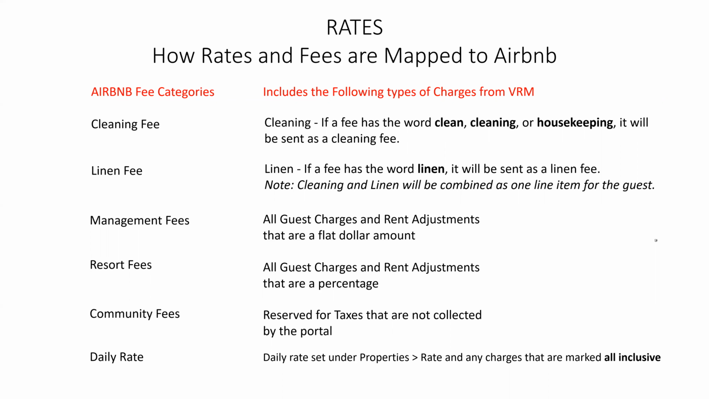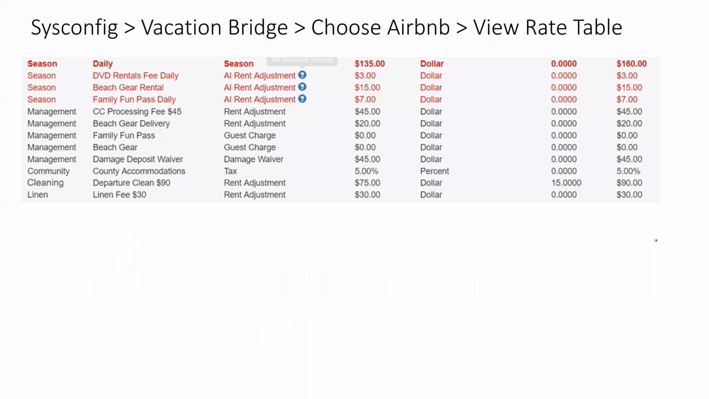These things got kind of confusing, and so our developers created the screen here. And this is in the vacation bridge. If you choose Airbnb and view the rate table and choose a specific property, then you can see how all of your charges are categorized and how they are going to end up over on the Airbnb side. So all of these management fees, we have several of them, they're going to be added together before it's sent to Airbnb and then sent over as one management fee.